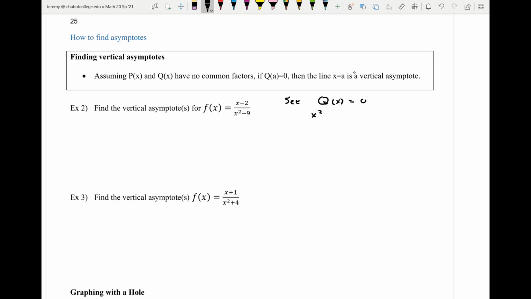So I'm going to set Q of x equal to 0. So that's going to be x squared minus 9. And this factors to x plus 3 times x minus 3, difference of squares, right? So I get these two zeros, x equals positive 3, and x equals negative 3. So these are actually the equations of the lines of the vertical asymptotes. So I'm just going to box those up.